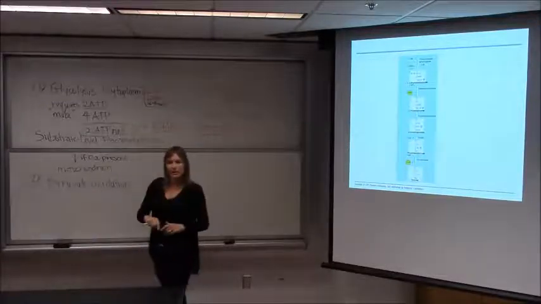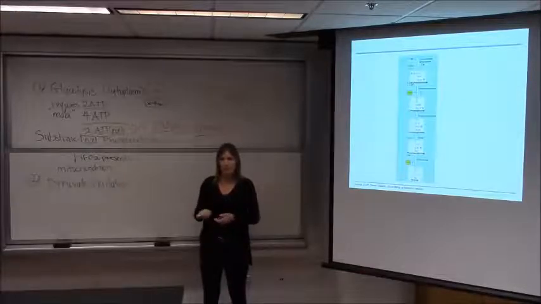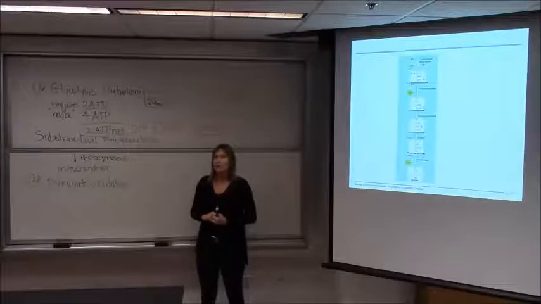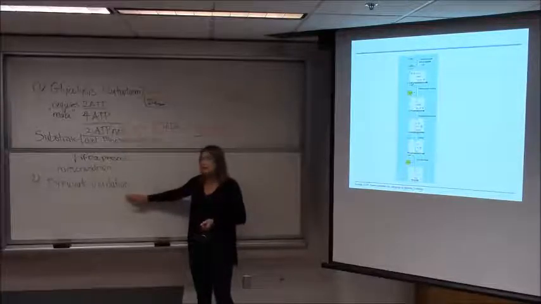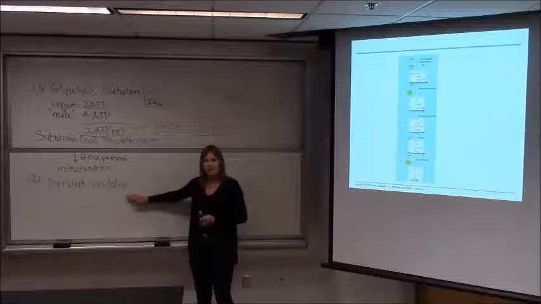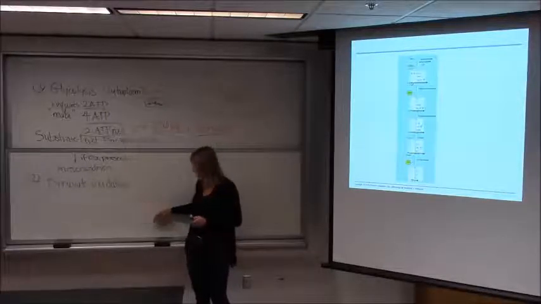Because pyruvate cannot enter that citric acid cycle, which is where we're going to generate some more ATP and keep the process going. Citric acid cycle is where we're going to complete the breakdown of glucose. But pyruvate can't enter the citric acid cycle. We need to convert it to something called acetyl-CoA.